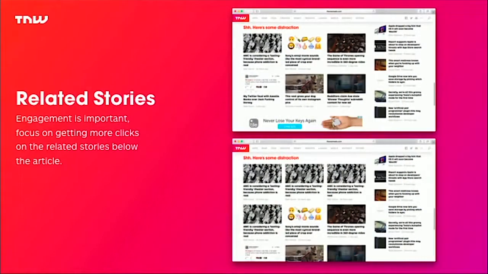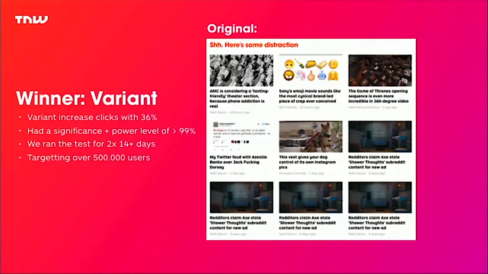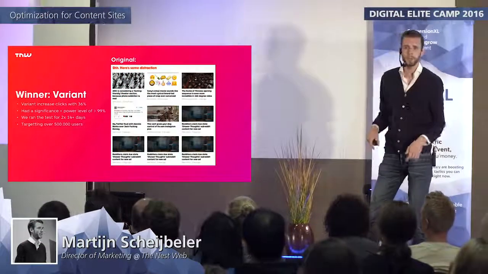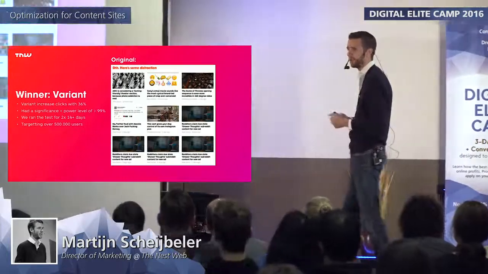Related stories. This is a pretty obvious one, of course, because adding more related stories will probably always make a winning case, right? So by default, we showed 6 related stories, and then we increased them to 9. The winner was obviously the variant, because just adding more articles always works better, don't you think? That doesn't make sense in the end. So what we did here as well is we had 9 articles. 27, let's see what 27 articles does.